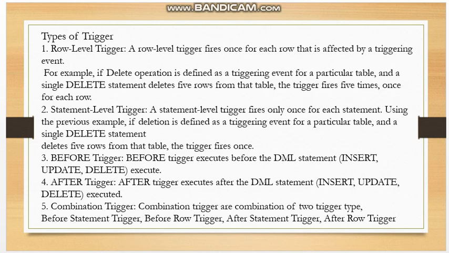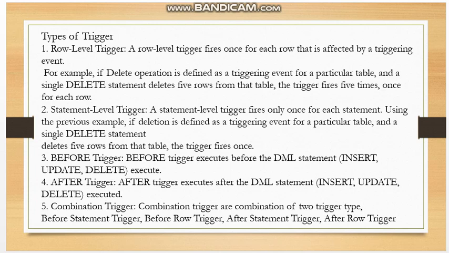Then we have the statement level trigger. A statement level trigger fires only once for each statement. Using the previous example, if deletion is defined as a trigger event for a particular table and a single delete statement deletes 5 rows from the table, the trigger will fire only once. Though 5 rows are getting deleted, it will fire only once. Then we have the before trigger, which fires before the event, and the after trigger, which fires after the DML statement is executed.